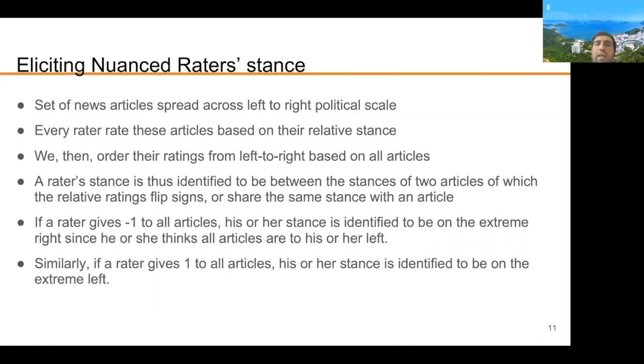A rater stance is thus identified to be in between the stances of 2 articles of which the relative rating flips signs or share the same stance with an article. If a rater gives -1 to all articles, then his or her stance is identified to be on the extreme right side. Similarly, if the rater gives 1 to all articles, then their stance is identified to be on the extreme left.